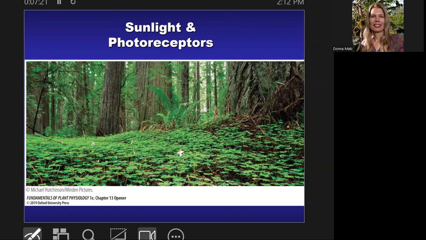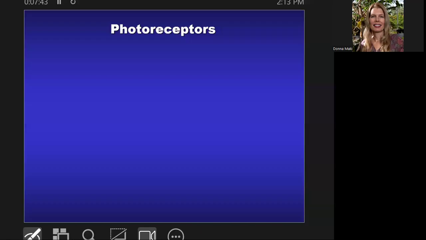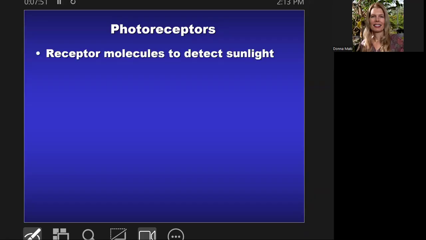Anyways, photoreceptors. In the woods, you think about all the shady and sunlit patches, all the different canopy levels of the plants. And so they're constantly dealing with this shade light variation. And when they are interpreting this, they're often using a suite of different photoreceptors. So what are photoreceptors? They are technically receptor molecules that can detect sunlight. That's why they're called photoreceptors.